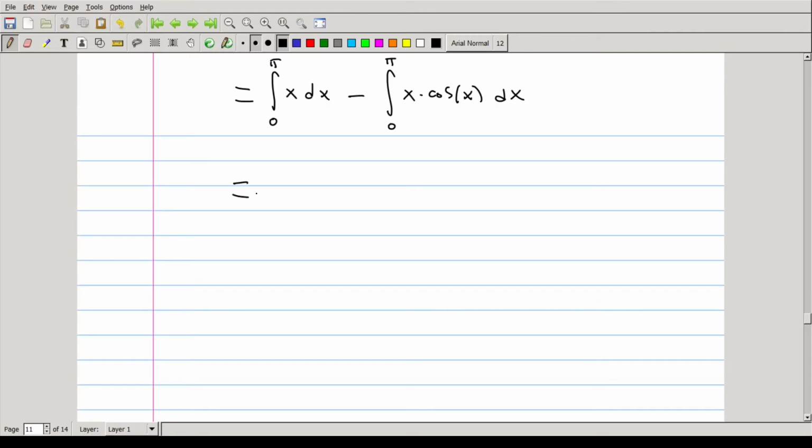This first definite integral is going to be x squared over 2 from pi to 0. And the second iterated integral can be done using integration by parts, where our u is x, our dv is cosine of x dx, our v then will be equal to sine of x, and our du will be 1 dx.